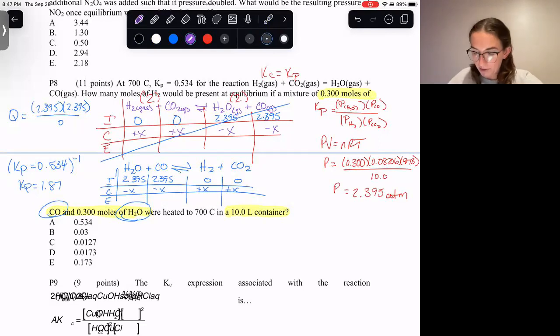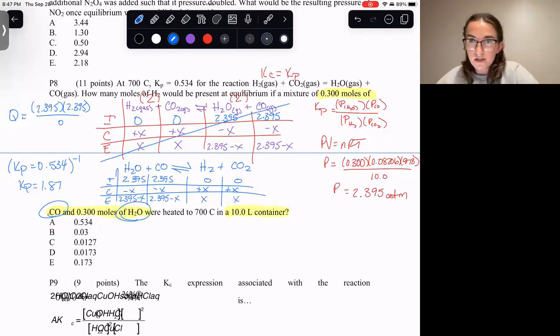So then at equilibrium, I'll fill this one in in case you're doing it right to left, or it'll be this. So it just depends on if you're doing reactants to products or products to reactants. Okay, how do we solve for X in order to find how many moles of H2 would be present?